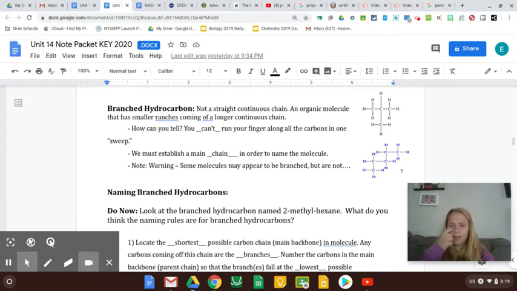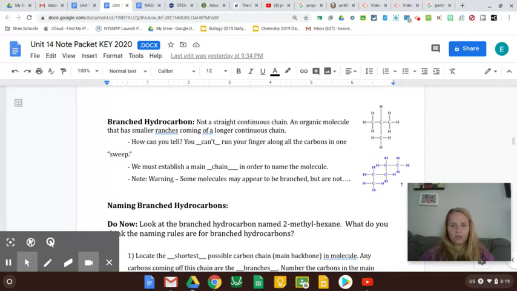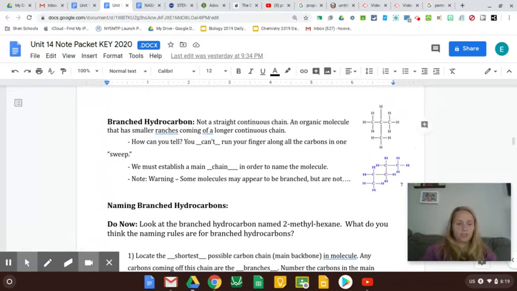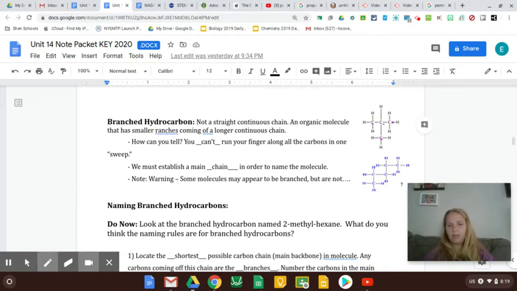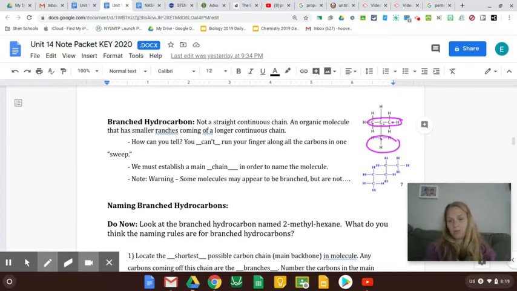So I'm used to seeing 4 carbons in a row. Now this thing right here has 4 carbons, but they're not in one neat chain. So what this would be considered is this molecule with this little group coming off of it. The way I could tell that this was branched, one main chain with a branch coming off of it, is that I couldn't just sweep my finger across it in one clean sweep. I'd have to go down and back.